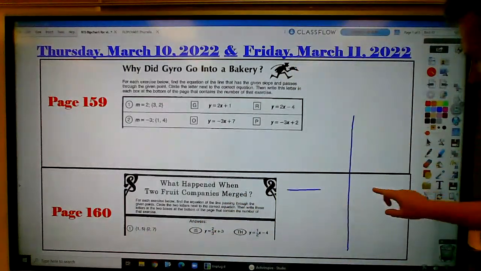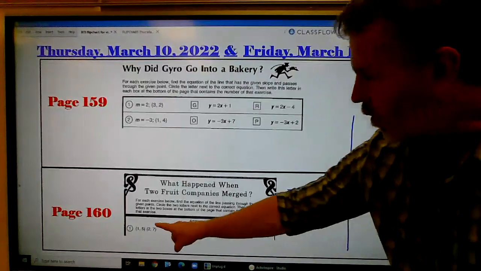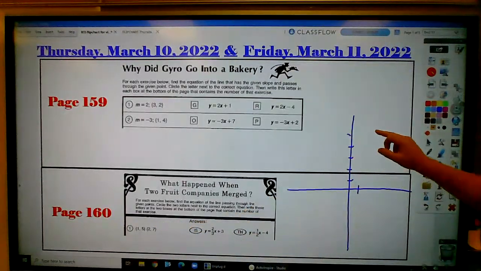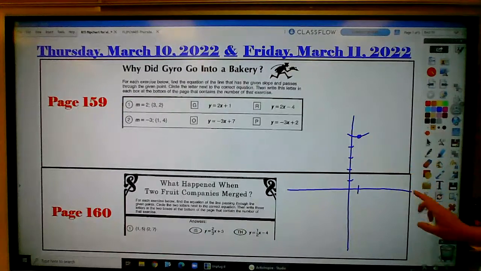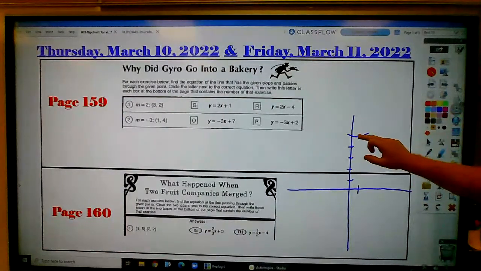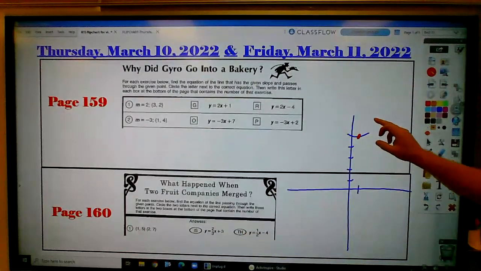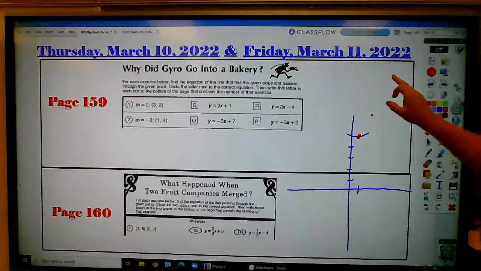So let's do our xy axis. We're going to graph the point (1, 5). 1, 2, 3, 4, 5. That's going to be right there. I'll do that in red. And then we're going to graph the point (2, 7). 1, 2, and that's going to be about right here.